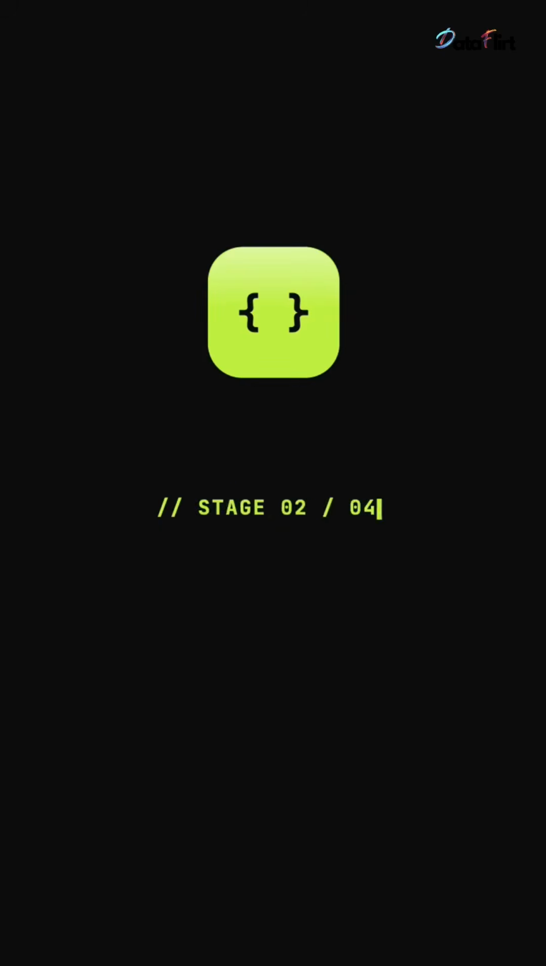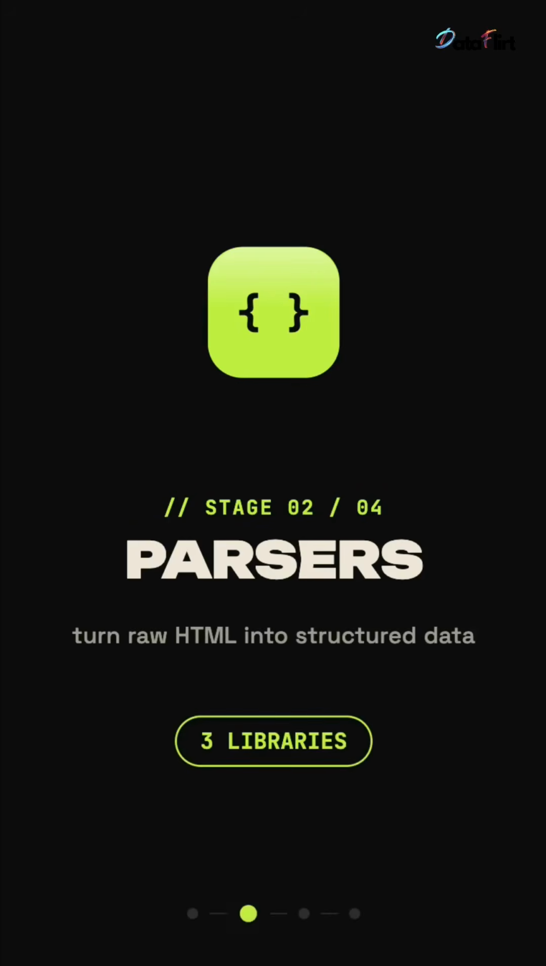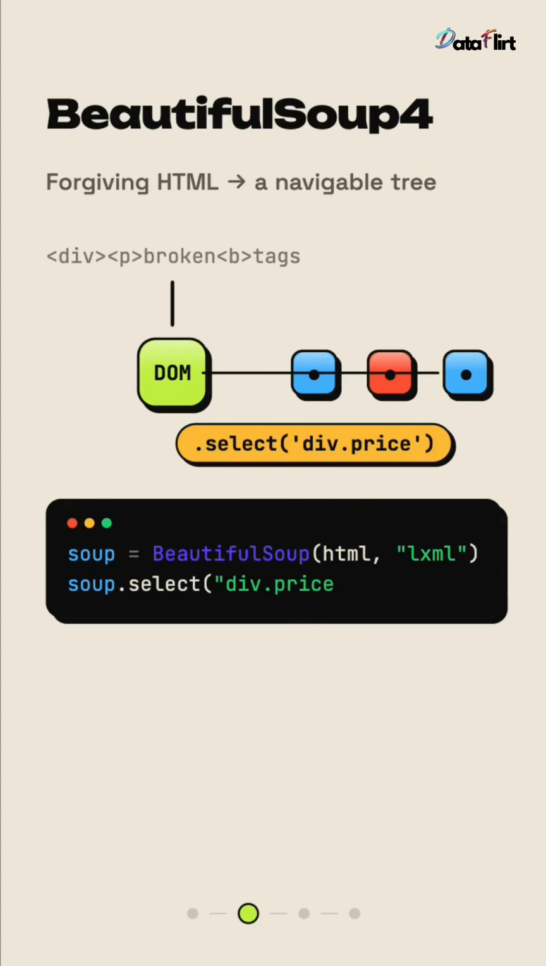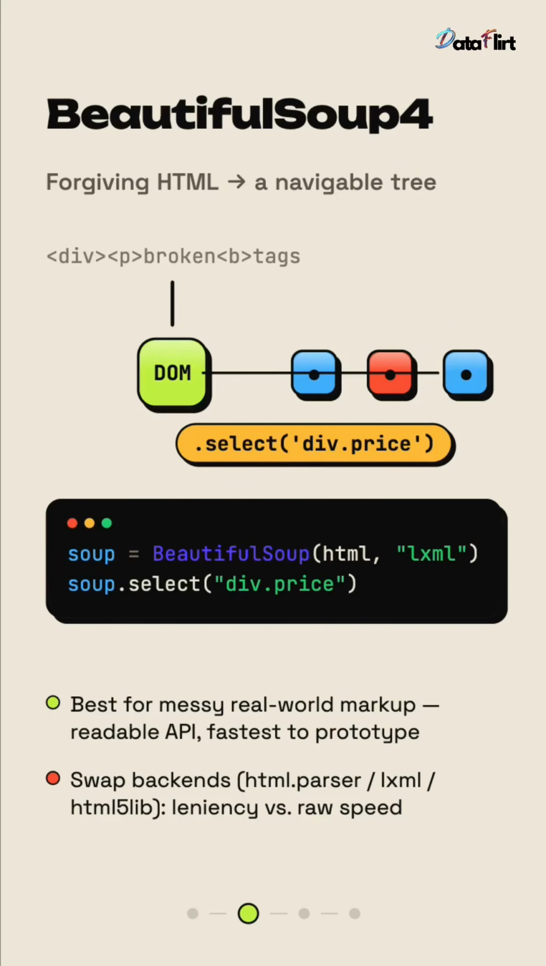Next come parsers that turn raw HTML into structured data. BS4, Beautiful Soup 4, is one of the most popular parsers. It forgives even broken markup and broken HTML and hands you a clean navigable tree. It is fastest to prototype with in Python.